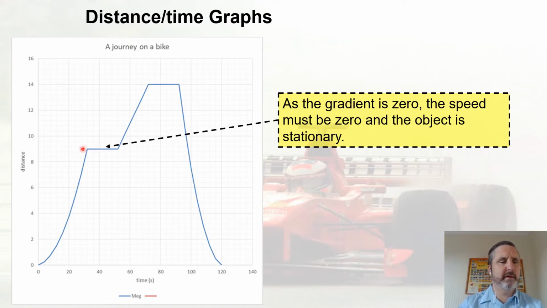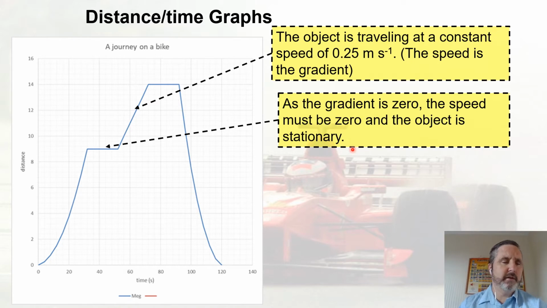So at this point here, this level point on the graph, the gradient of the graph is 0. That means the distance that the person is traveling is not increasing compared to time. That means that at that point, and you can see the distance is 9 meters, and the distance has been 9 meters from about 30 seconds to 50 seconds. The person must be stationary at that point. So on a distance time graph, a horizontal line means the object is stationary.